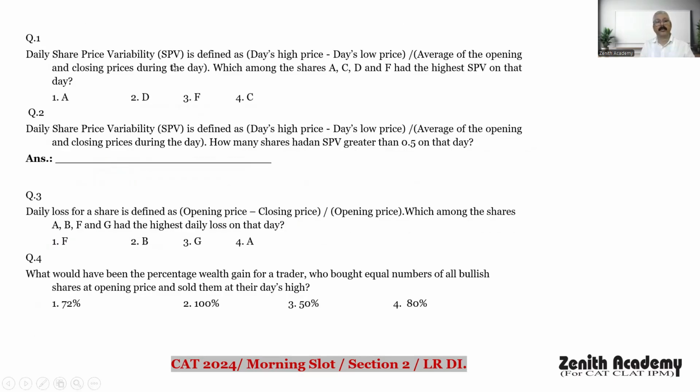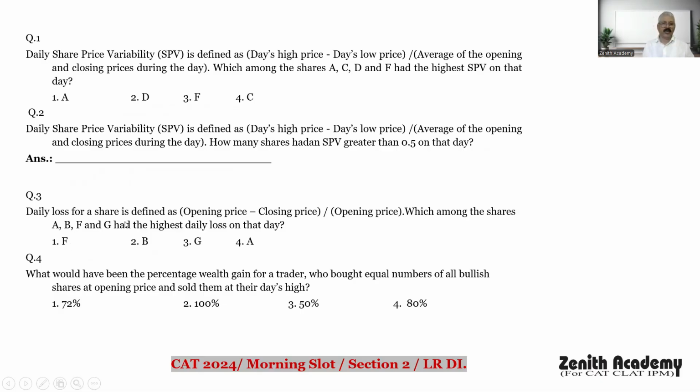Daily share price variability SPV is defined as the day's high price minus day's low price over the average of the opening and closing price during the day. Which among the shares A, C, D, and F has the highest SPV on that day? Here SPV is defined by the same formula, day's high price minus the day's low price over the average of the opening and the closing price during the day. How many shares had an SPV greater than 0.5 on that day?